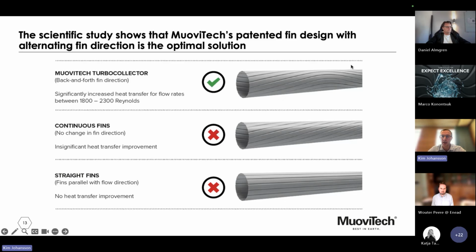We also tested completely straight fins and saw that we had no benefit whatsoever with this design in the bottom. It behaved exactly like a smooth pipe. And this proves that the design that we have chosen is the most optimal.